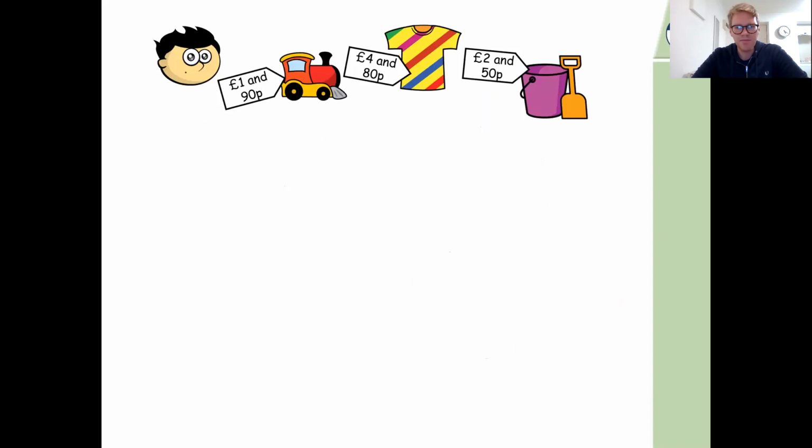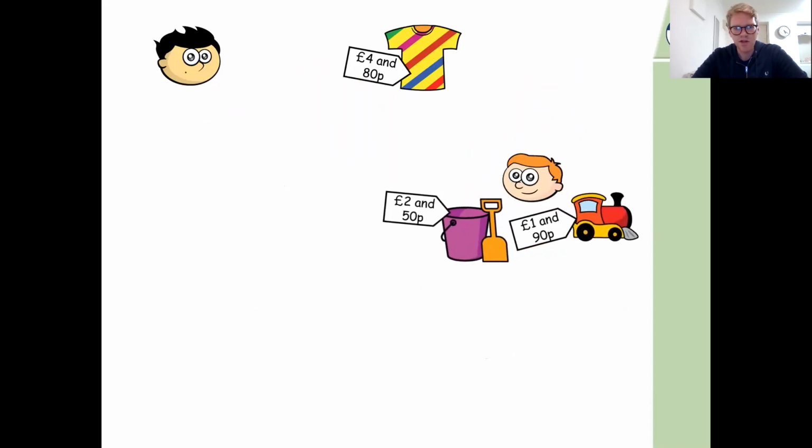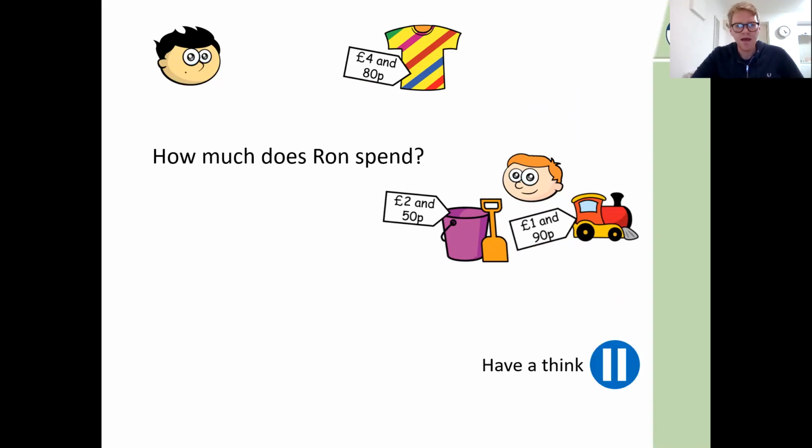Here's what he had left then. And oh, lucky him, he's got another buyer, a real entrepreneur. Ron's come in and he's bought these two items. He's got the bucket and spade for £2.50 and the little toy train for £1.90. How much does Ron spend in total? Same strategy. Let's partition it up. Let's do the pounds and then the pence and then put it all together. Pause the video here, have a go at that now.